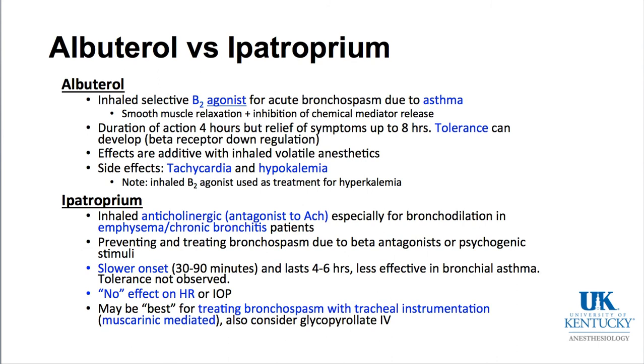Comparing albuterol versus ipratropium, albuterol is an inhaled beta-2 agonist, and it is used for acute treatment of bronchospasm. It relaxes smooth muscle. And remember, catecholamines also inhibit chemical mediator release. That's why we use epinephrine for anaphylaxis, for example. The duration of action is about 4 hours and can relieve symptoms for up to 8 hours. But if you use albuterol regularly, you can get tolerant to it.